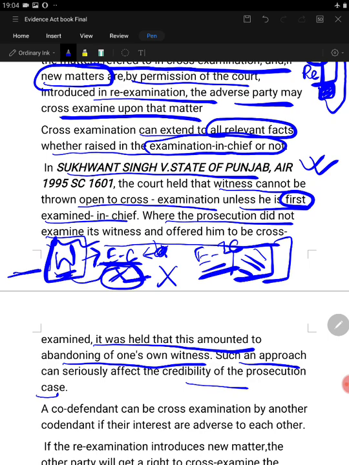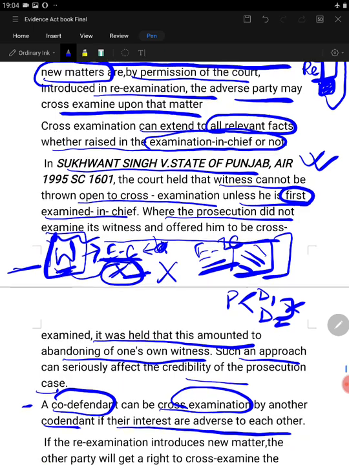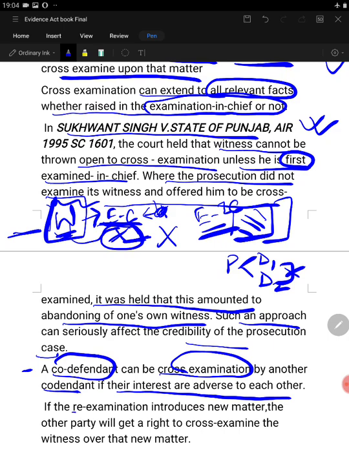Now, another point which is very important is that a co-defendant can be cross-examined by another co-defendant if their interests are adverse to each other. So, suppose there is a plaintiff and there are two co-defendants, then these two can cross-examine each other if their interests are adverse, though they are both defendants in the case. Now, if re-examination introduces new matter, the other party will get right to cross-examine the witness over the new matter.